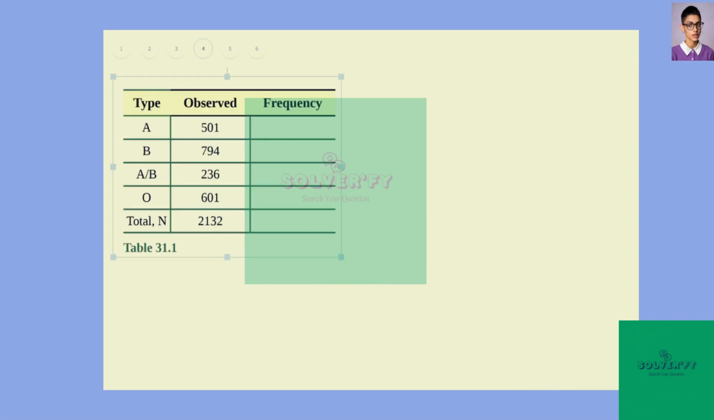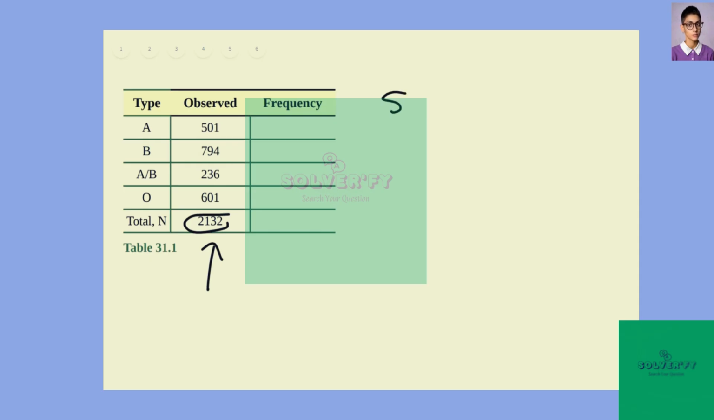Okay, so that's part 3, which is sort of just a little thinking exercise, and then we get to part 4 here, and it starts to get a little bit mathy, which is great. We're given the observed number of folks with a blood type, which is in this column, and the total, which is at the bottom.